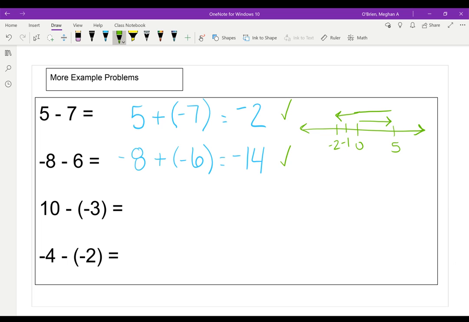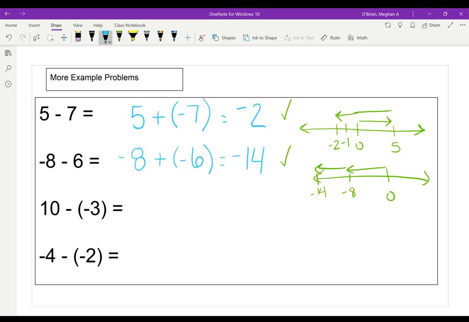Modeling it on a number line. Here's 0. I go to negative 8. And then I have to go 6 more in the negative direction because it's negative. So if I went negative 8 and then negative 9, negative 10, 11, 12, 13, 14 would be 6 more.